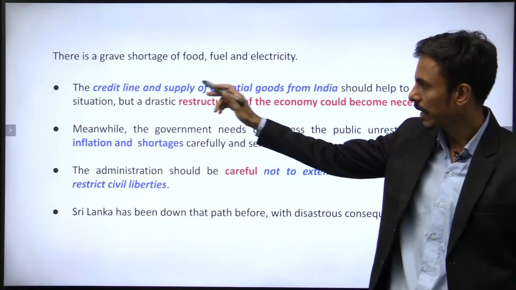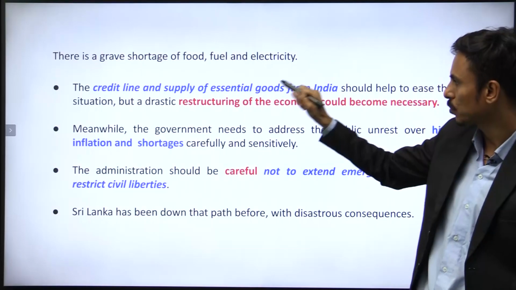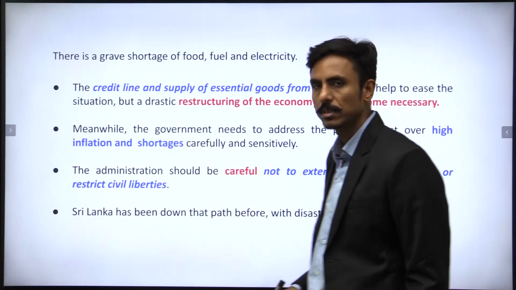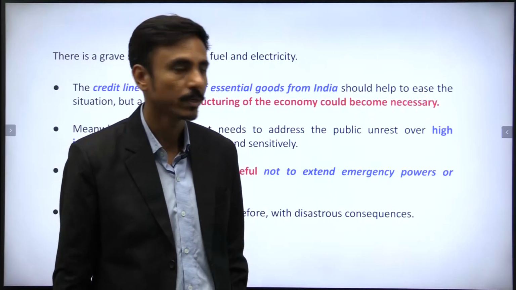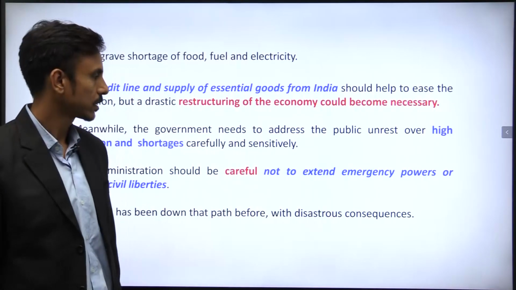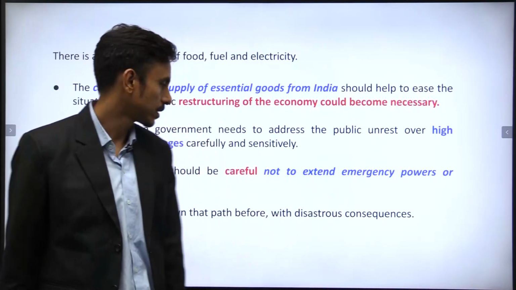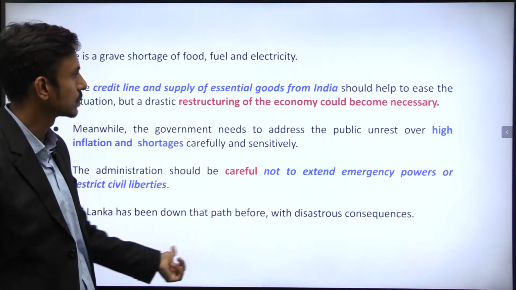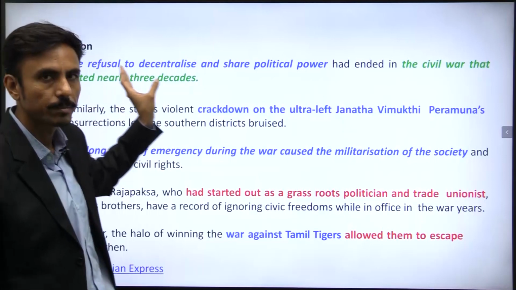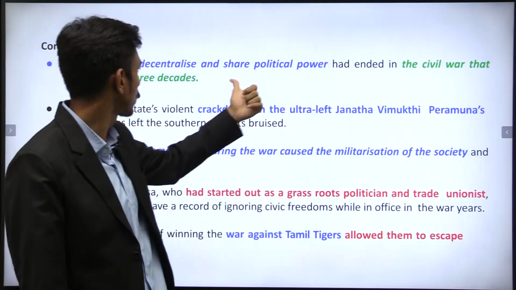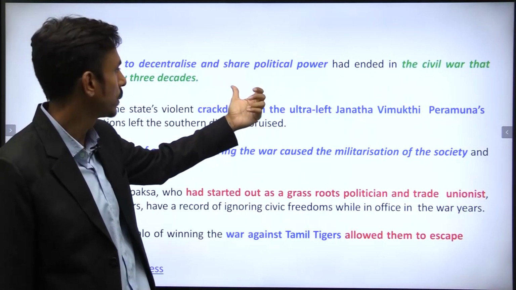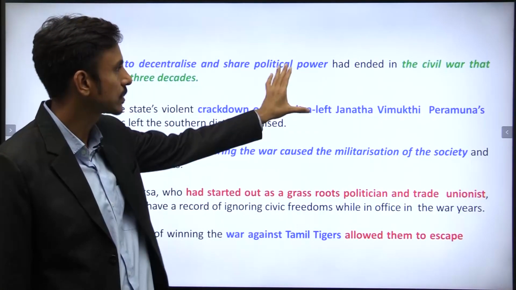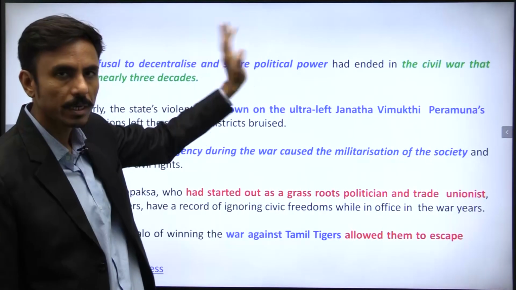It is said that India had given the credit line and supply of essential goods, and although there is high inflation and shortages, the civil liberties of the people have been curtailed by the government. The Sri Lankan government has also imposed emergency in the country, and it is facing the worst economic crisis in its history. Many thinkers believe that it is because of the heavy centralization of political power, which has always remained in the hands of the Rajapaksa family, and it resulted in the civil war that lasted nearly three decades.